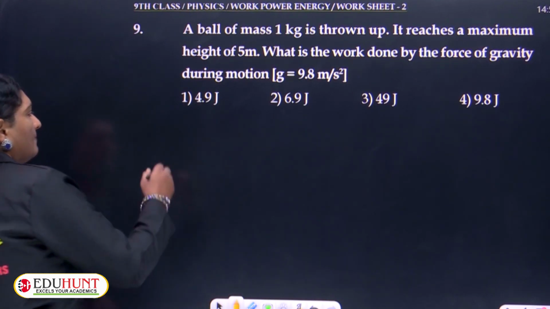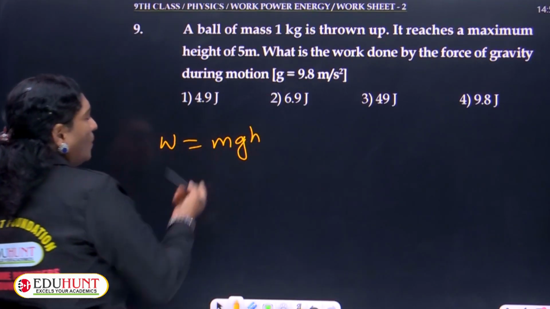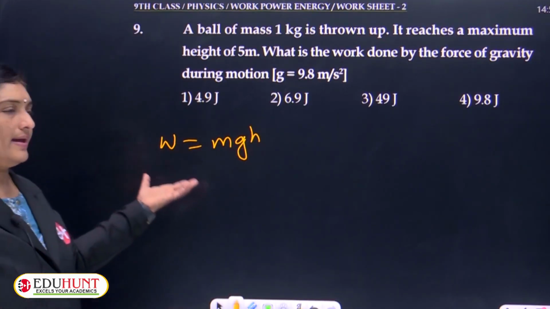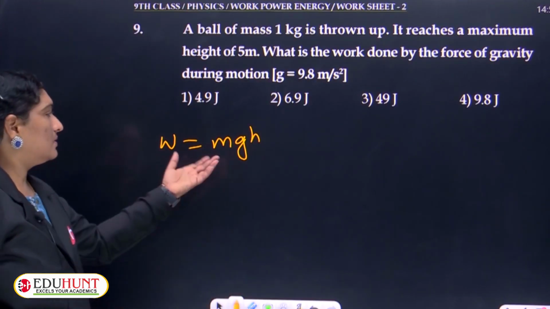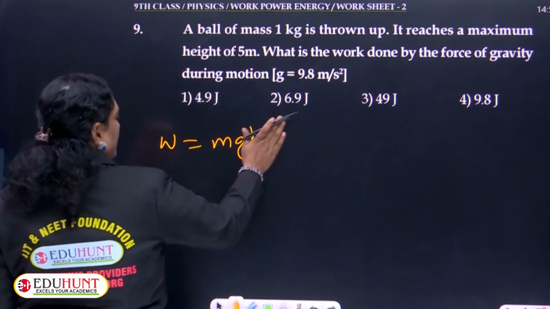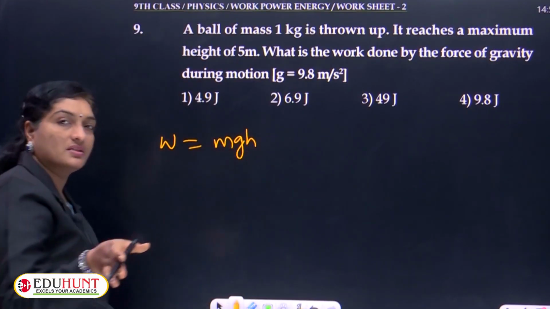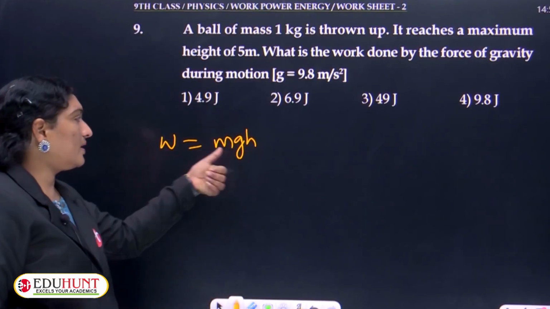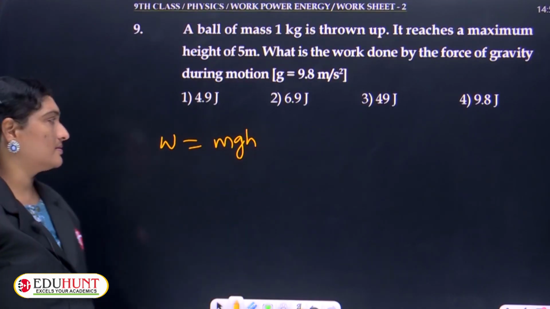So the same old formula, children, work done is equal to mgh. Who is doing this work? The work is done against the gravity. Okay, so work done against the gravity or work done due to gravity, this is what you are asked to find out. So no difference. Only the framing of the question is different, but nothing else. So this work is done against the force of gravity.